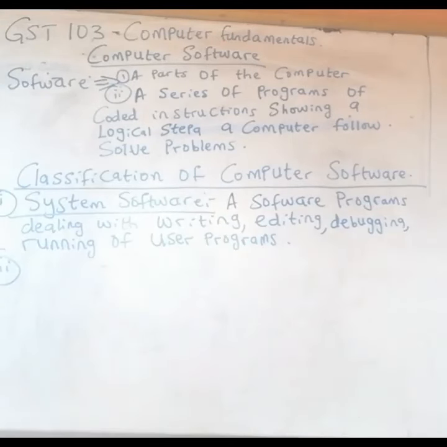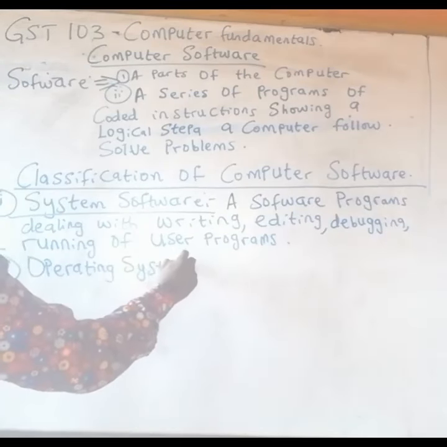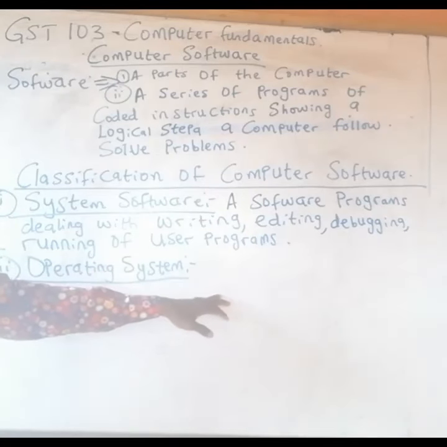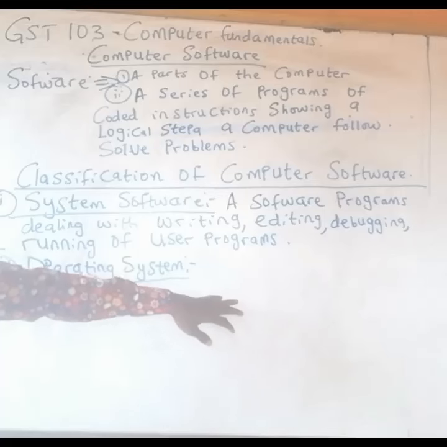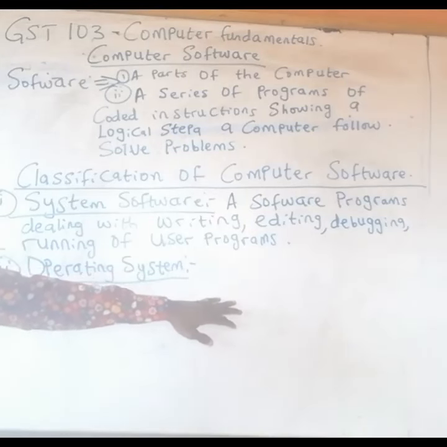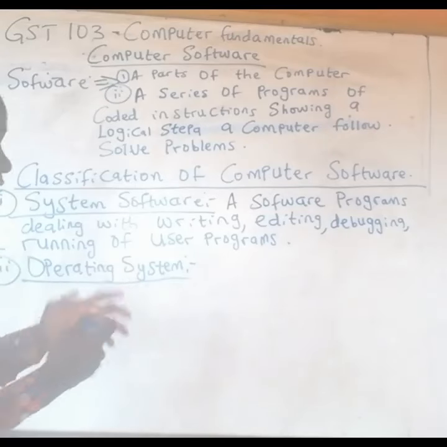Now, another classification of computer software includes the operating system. What is the operating system, or the operating software? They are software programs that act as an interface between the computer and the user.